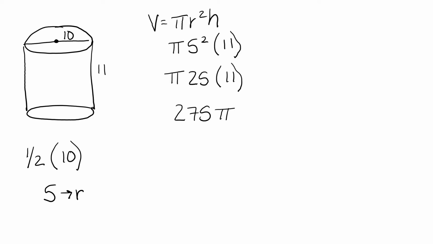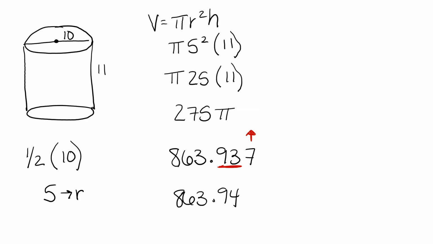The directions do not tell us to use 3.14 or 22 over 7, so we use the pi button on the calculator, and we end up with 863.93797, on and on and on. The directions do tell us to round to the nearest hundredth. 93 is in the hundredths place, and so the 7 tells us to round up. So our 0.93 is going to round up to a 0.94.